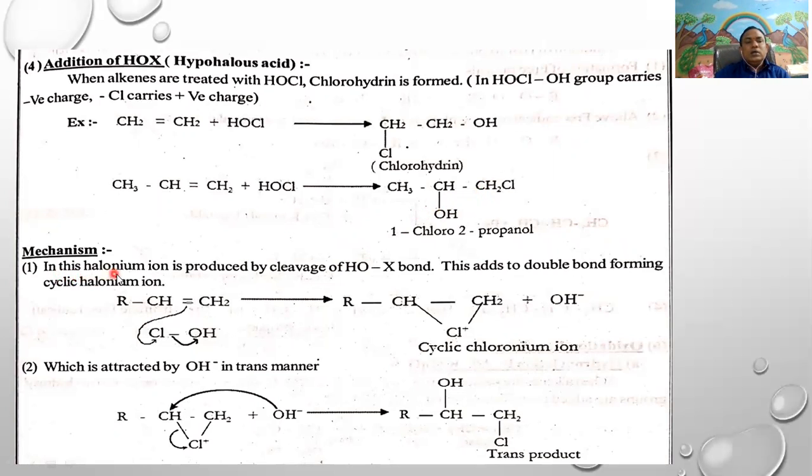Here the halonium ion is produced by cleavage of the HOX bond. This adds to the double bond forming a cyclic halonium ion, that is RCH=CH2 with HOCl. Attacking at the chlorine end, it gives the cyclic chloronium ion as an intermediate. Then the cyclic chloronium ion is attacked by the OH minus ion at the trans, opposite end, giving trans 2-hydroxy-1-chloroalkane as a major product, also called the Markovnikov product.